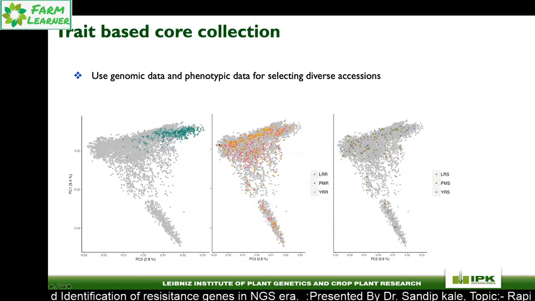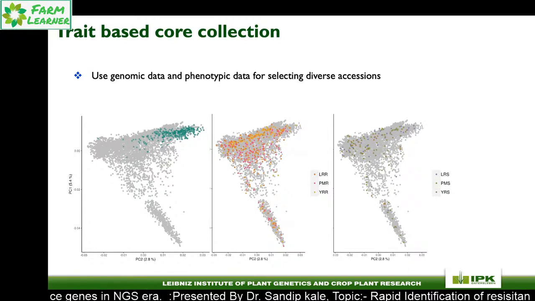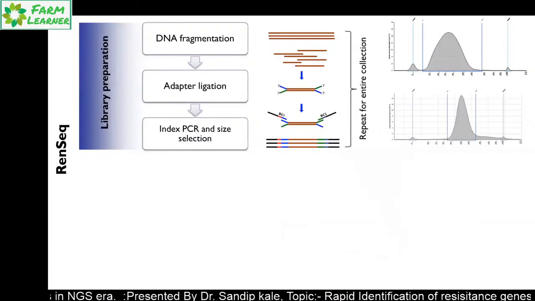Here we selected those samples with this yellow and pink color for these different diseases. So from these 3,000, we selected 800 samples, which are really diverse and also capture the entire diversity. This resistant gene enrichment sequencing is divided into two main parts. First is library preparation, and then the other is the hybridization. The library preparation part is further divided into three parts.